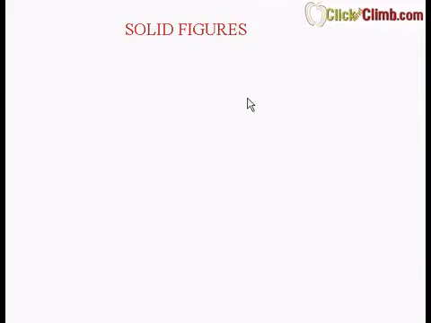This is Nitesh, and in the next few minutes, we'll be talking about solid figures. Now, we all know what a solid is. A solid is a three-dimensional figure that encloses a part of space, right? We won't talk about the basic definition. We'll be talking about the classification of solids.